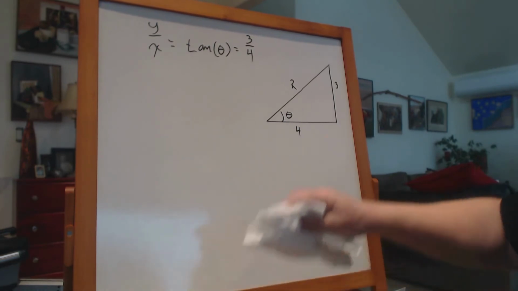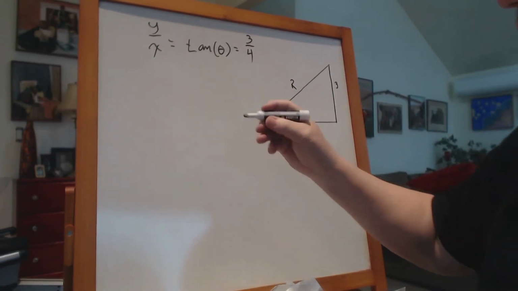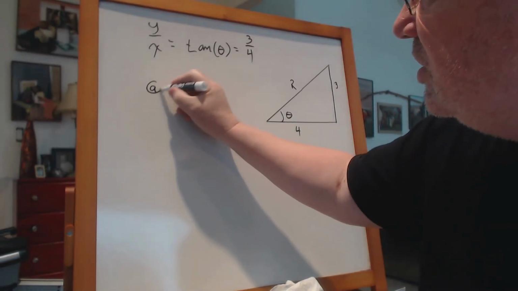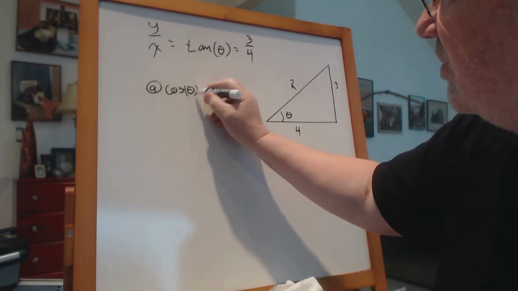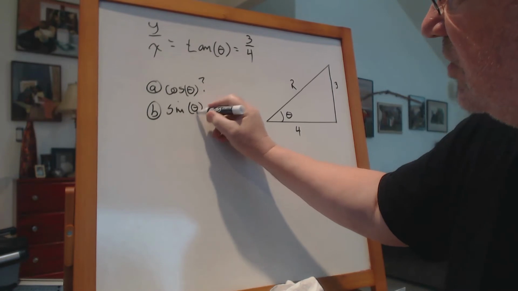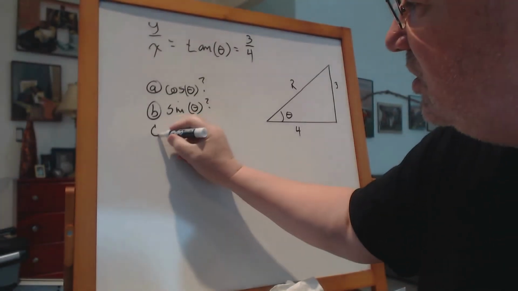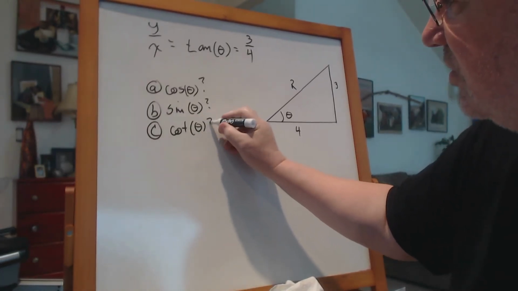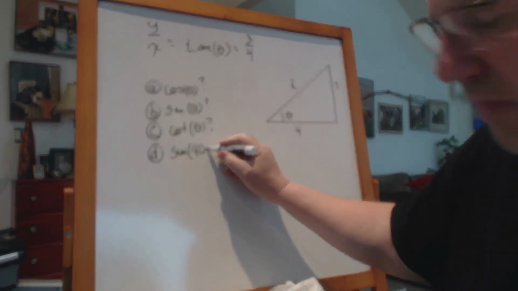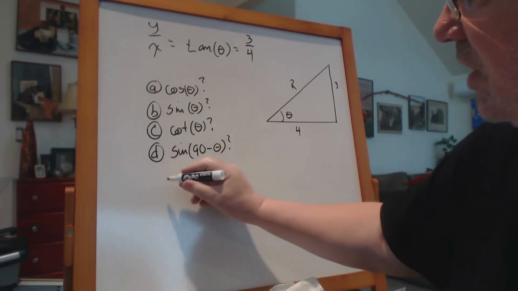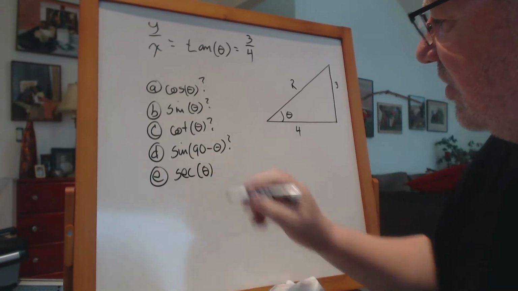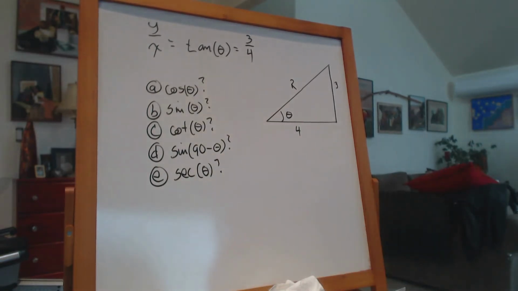Well, first off, let's see what the series of problems are. Okay, we're given, what is cosine of theta? What is the sine of theta? What is the cotangent of theta? What is the sine of 90 minus theta? And lastly, what is the secant of theta? So, we're given these problems with this condition.